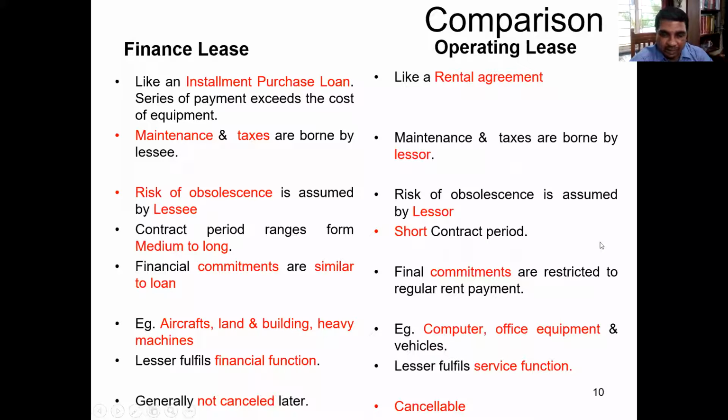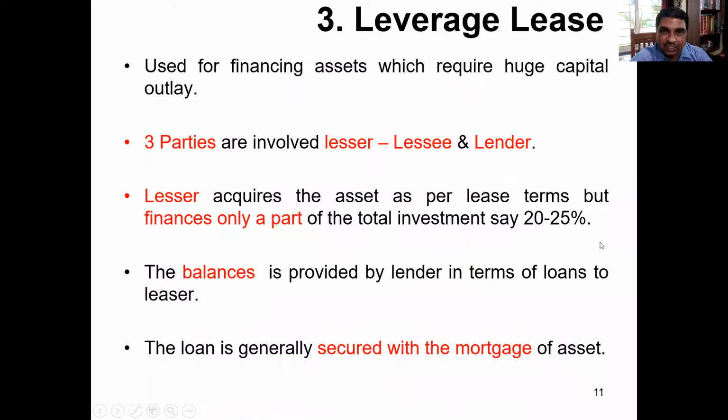No, sir. Okay. In addition to this type of leases, there are some other types of leases also. But finance lease and operating lease are the main two types. One kind of lease can be called the leverage lease. Leverage lease is the kind of lease where three parties are involved: one is lessor, the second is lessee, and the third one is lender.